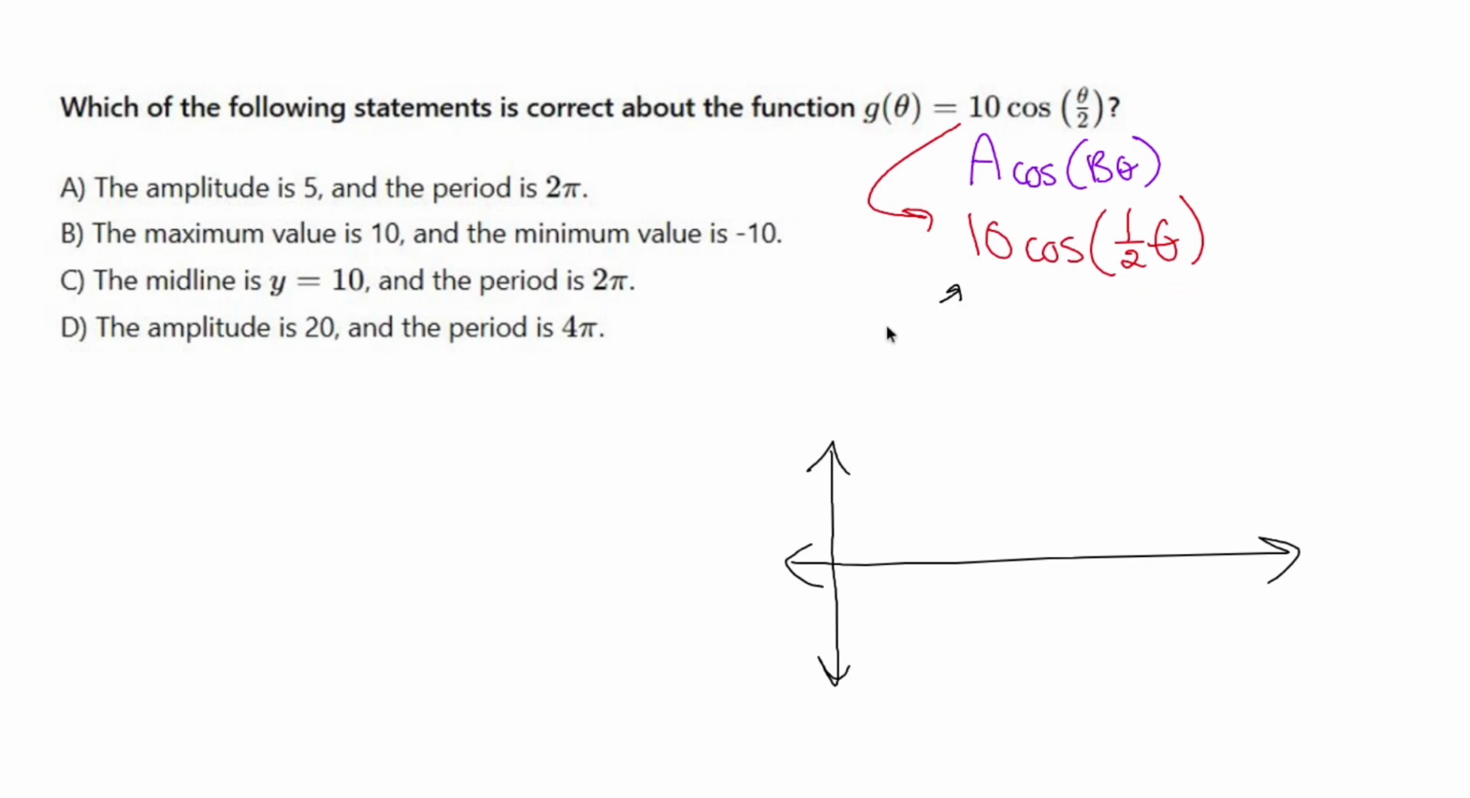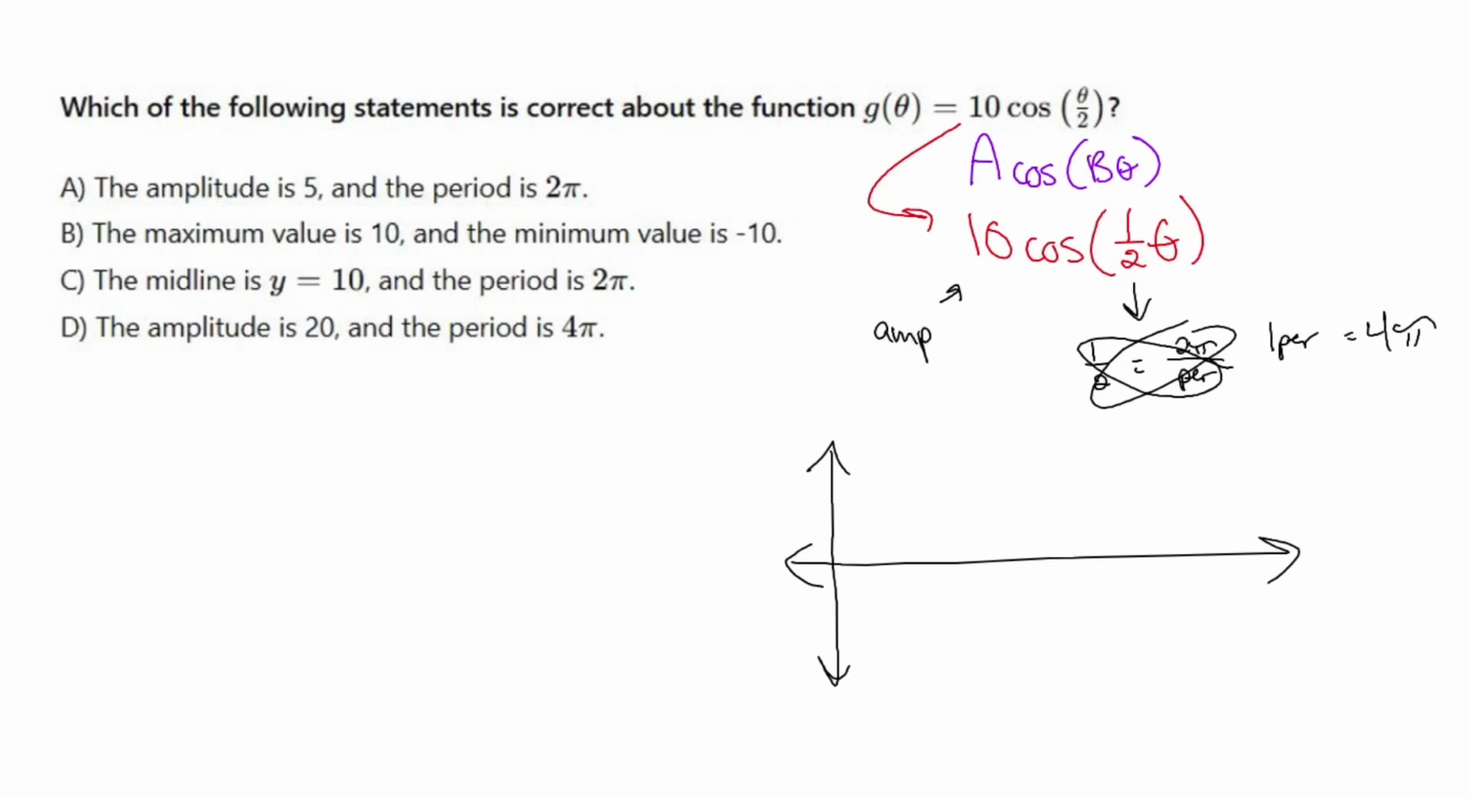My amplitude is 10. That 1/2 that lives in front of theta is going to be equal to 2 pi over whatever my period is. So if I cross multiply, one period is going to equal 4 pi. So now I have enough information to say, all right, it's a regular cosine.